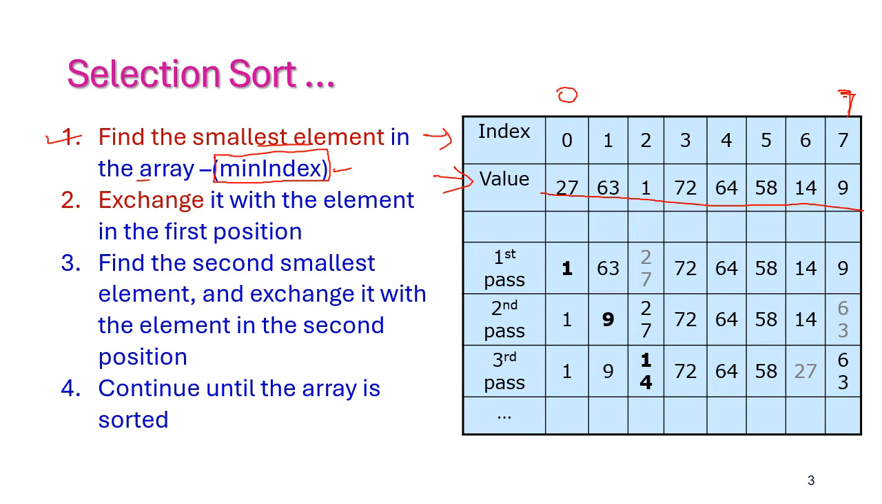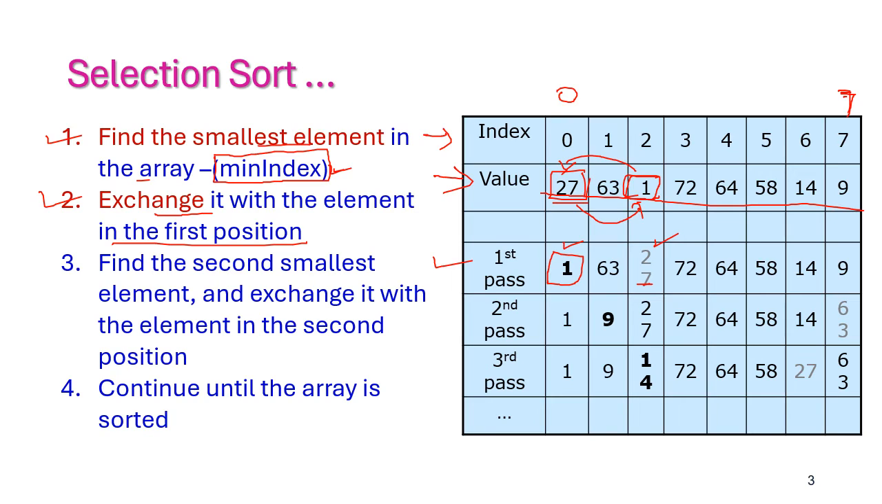See, in this array, which is the smallest value? 1 is the smallest value, right? So, in min index, 1 will be stored. And the second point, exchange it with the element in the first position. In the first position, which data item is there? 27 is there. Hence, this 27 and 1 will get exchanged. See, at the end of pass 1, 1 is placed in its right position.